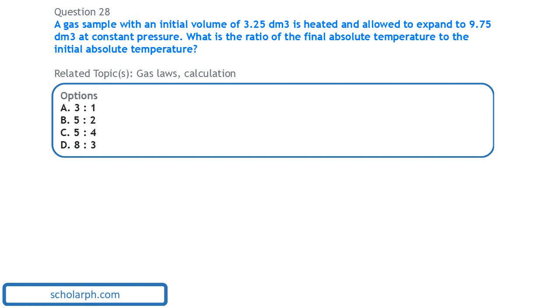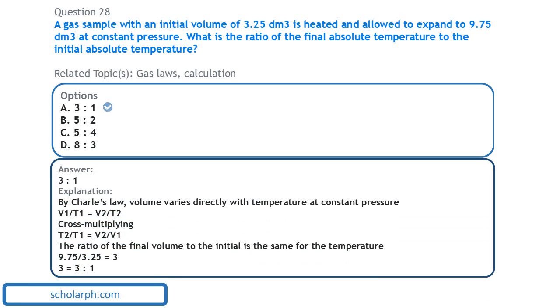Next question on gas laws. A gas sample with an initial volume of 3.25 dm cube is heated and allowed to expand to 9.75 dm cube at constant pressure. What is the ratio of the final absolute temperature to the initial absolute temperature?